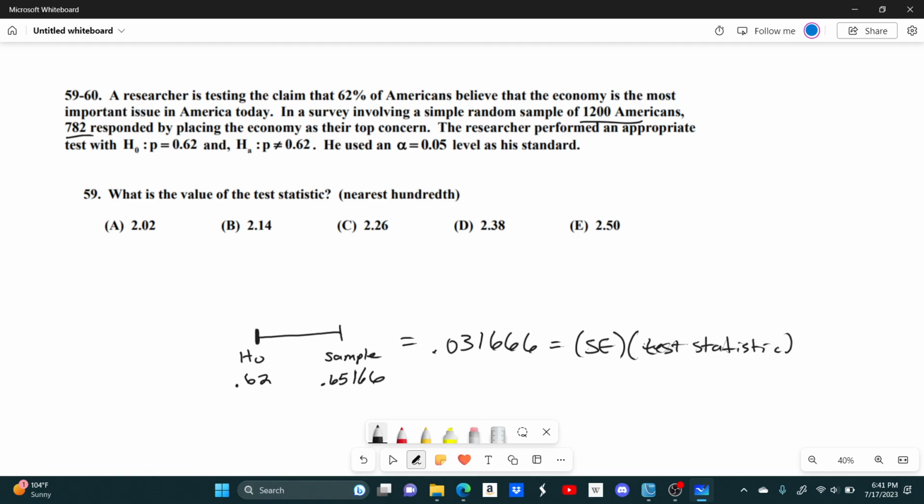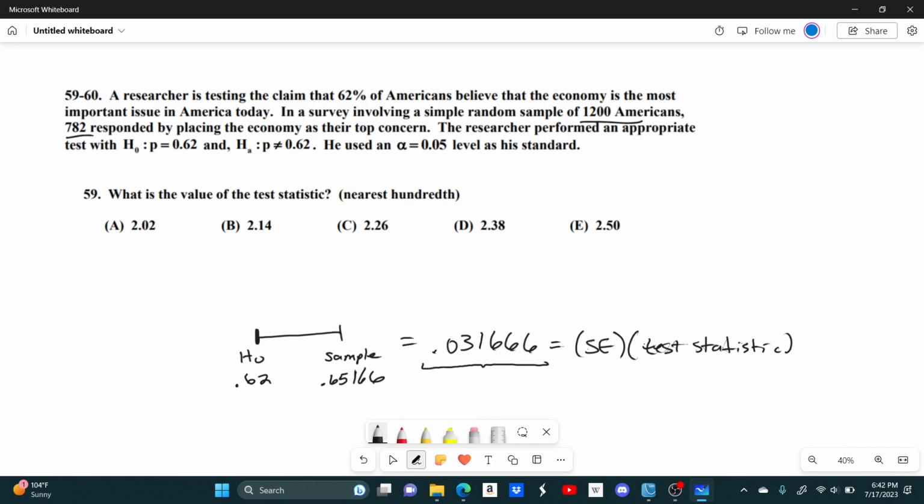So in short, this number right here is a measure of how far away from our null hypothesis our sample is. You can imagine that if we had a really big difference, then this number would be a lot bigger. And this is equal to our standard error, which is a measure of spread in a sampling distribution, multiplied by how many standard errors away it is, which is the same thing as a test statistic. Our test statistic is how many standard errors away from our null is our sample.